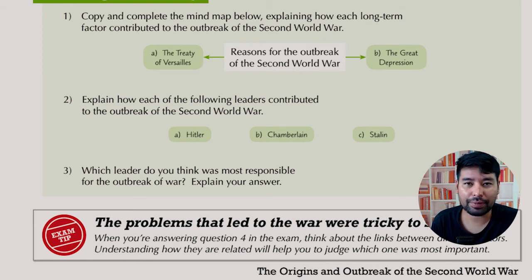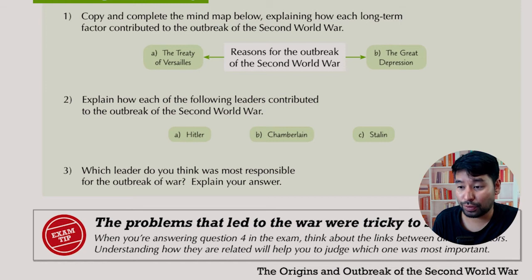So what leaders are we going to analyze here? Hitler, Chamberlain, which was the prime minister of Britain, and Stalin, the USSR, right, the communist one. Okay, so just analyze these 3 leaders and what were their contributions to the Second World War, actually, right? I think not a big deal too, right? And let's go to the last one here, number 3.